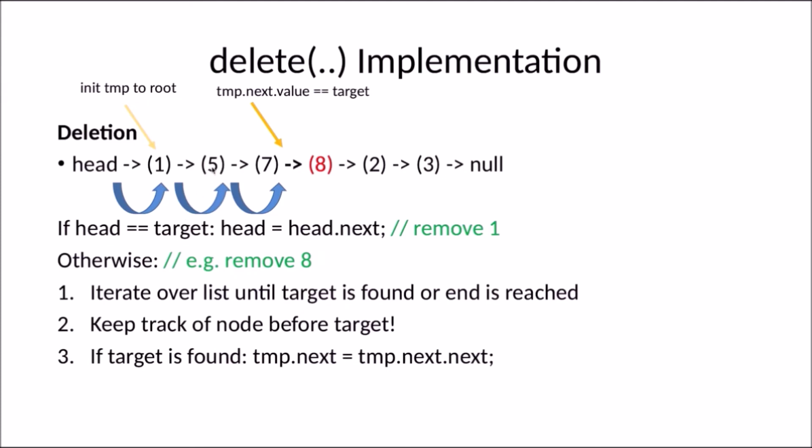Now I check, does 5 have a next node? Yes, it does. Give me the value of the next node, which is 7. Does 7 match the target 8? No, it does not. Then I update temp to point to 7.